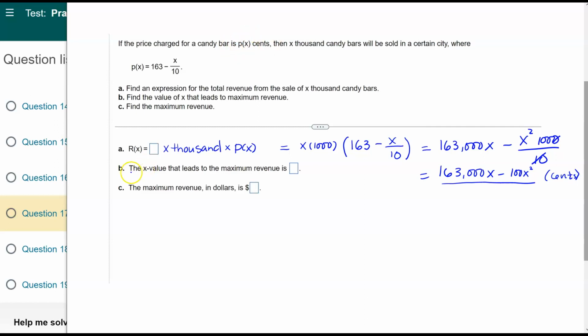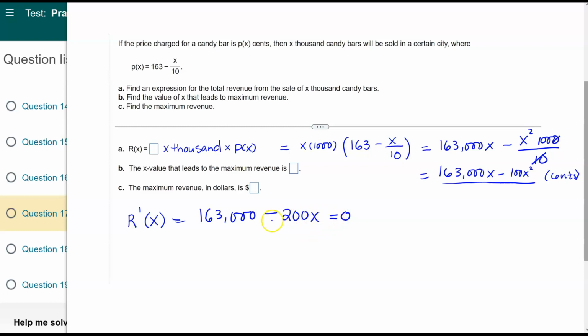So next, find the X value that leads to a maximum revenue. In other words, we are to find the derivative of R of X, the derivative of the revenue function, so that we can find the critical number. So the derivative of 163,000x is 163,000 minus, the derivative here is 2 times 100, so 200x. Then let's equate this to 0 to solve for the critical number.